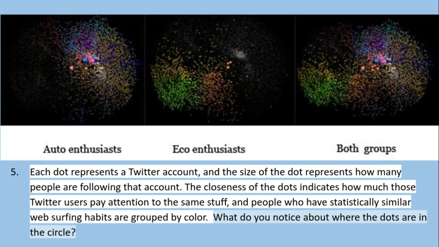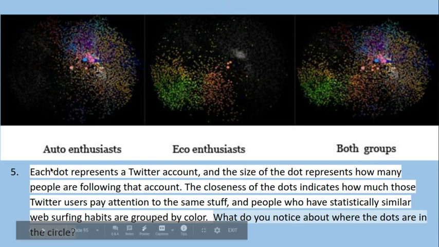And we have people who are statistically similar in their web surfing habits, so the things that you search are grouped together by color. So if you commonly search the same kinds of things on different search engines, then you're going to be colored the same. Okay, so what do you notice about where the dots are in the circle? So we have these circles here and here. What do you notice about where the dots are located? Now I think we're looking at the auto enthusiasts and the eco enthusiasts.